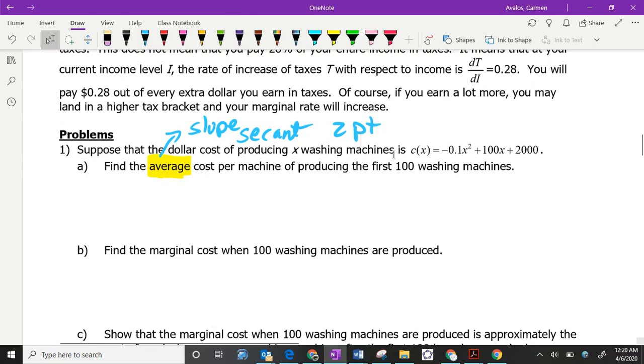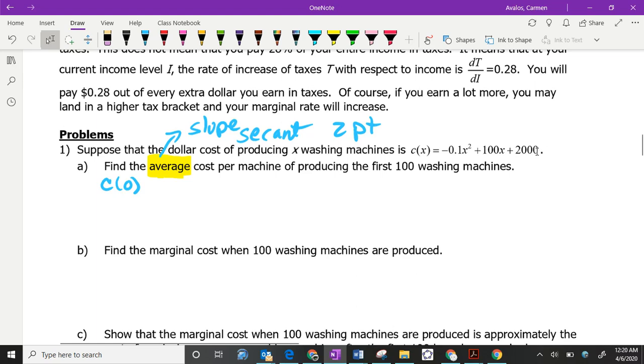Well, in order for me to get 2 points, I need to know what I'm talking about. So it's the first 100 machines. That means that I am going to start at 0, because it's the first ones, all the way to 100. So for the first point, I am going to calculate C of 0. C of 0 means that I am going to put in a 0 here and a 0 here, and that means that it's going to cost me, before I make any machines, $2,000.